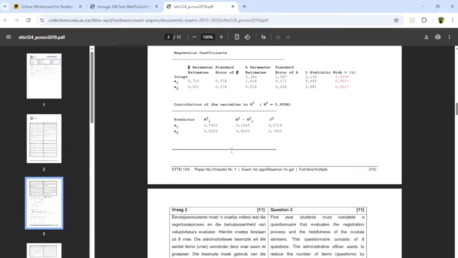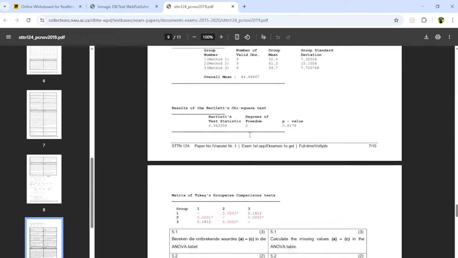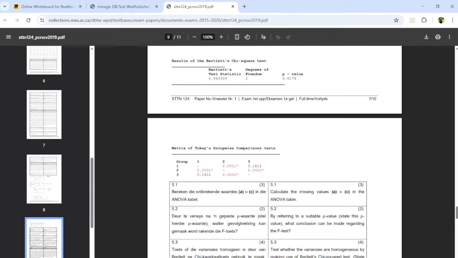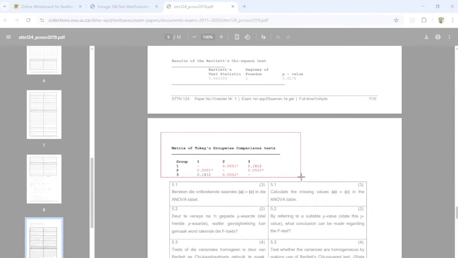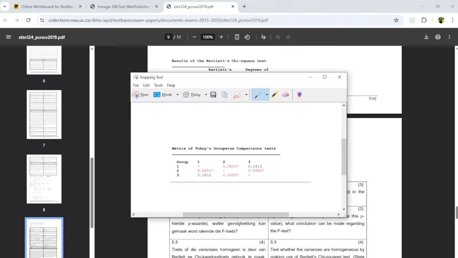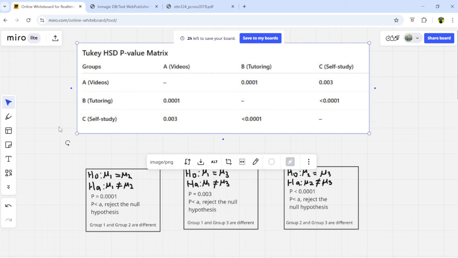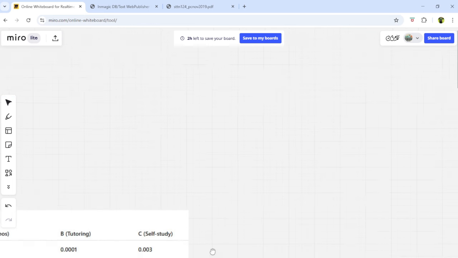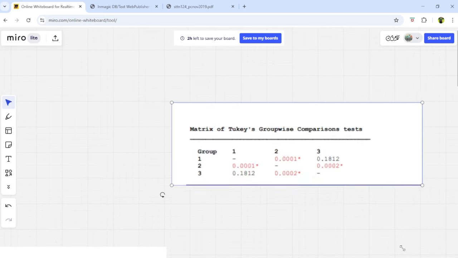In a 2019 question paper, so when it comes to this, it depends on how the question is structured. So okay, this is one way analysis of variance. You can see this is the matrix of Tukey's groupwise comparison. Let me just take a snippet. Control C. Let me go here. Let me just make some space and say Tukey's groupwise comparison test.